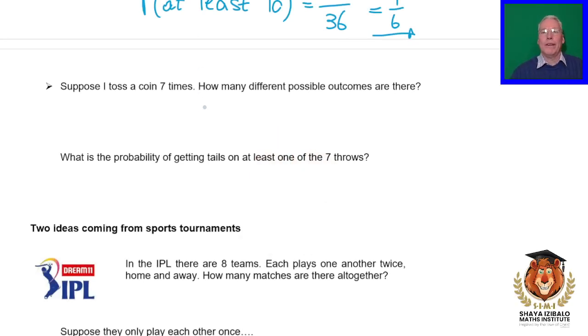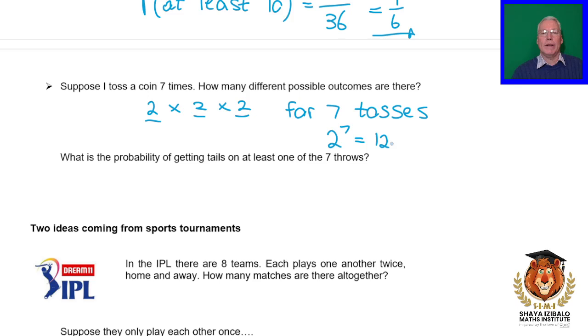If we toss a coin 7 times, on the first toss there's a choice of 2 things. On the second toss, there's a choice of 2 things. On the third toss, there's a choice of 2 things. And this is for 7 tosses. So the total number of things that can happen is 2 to the power of 7, which is 128. Now what's the probability of getting tails on at least one of the throws?